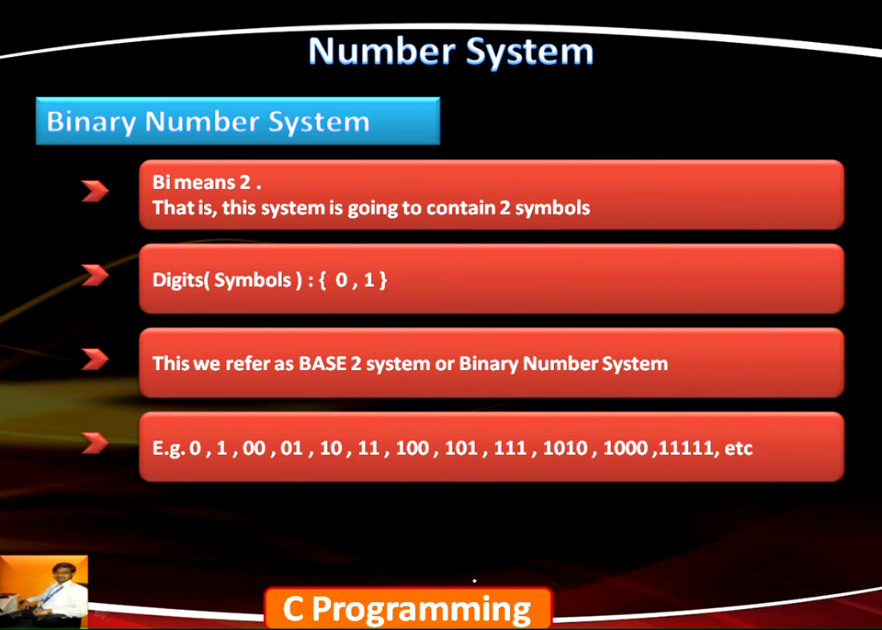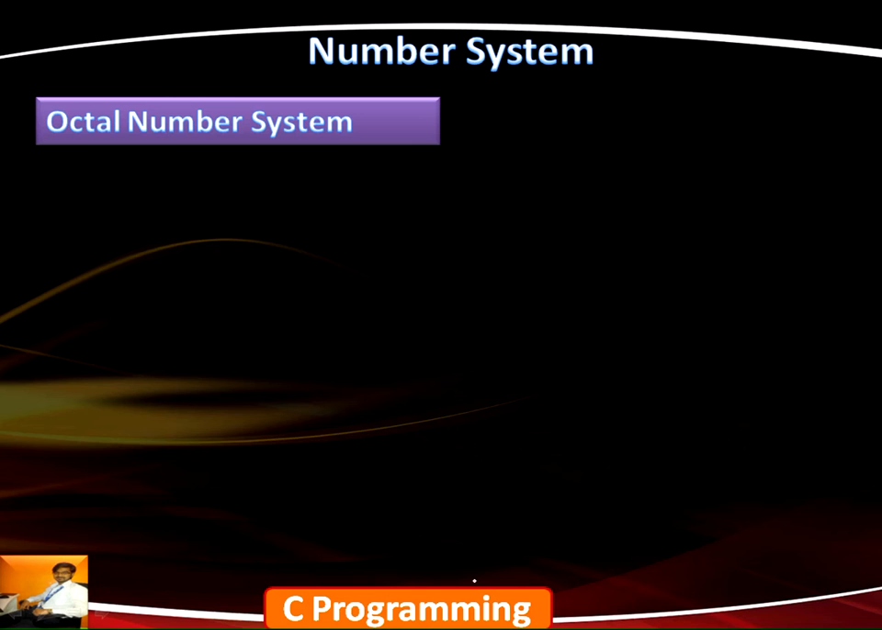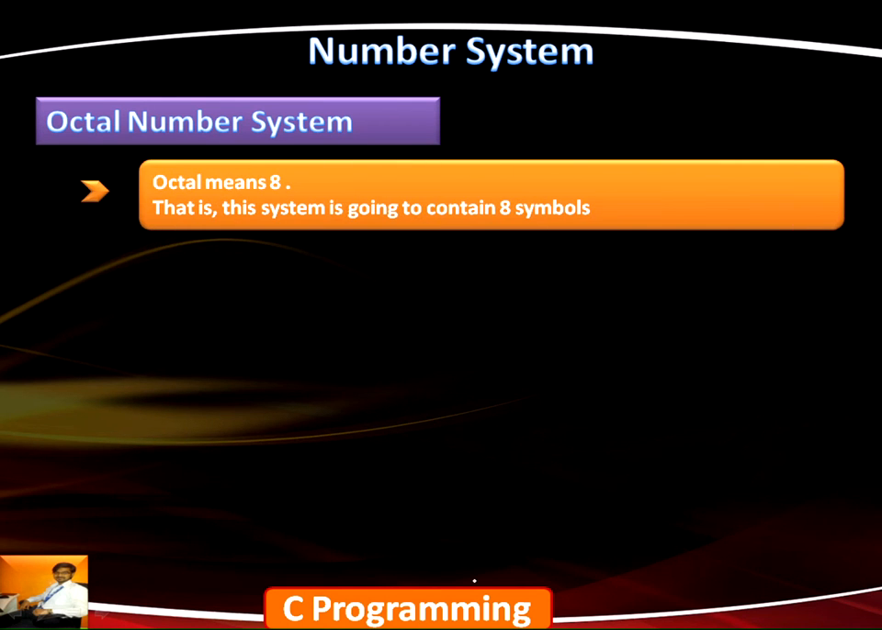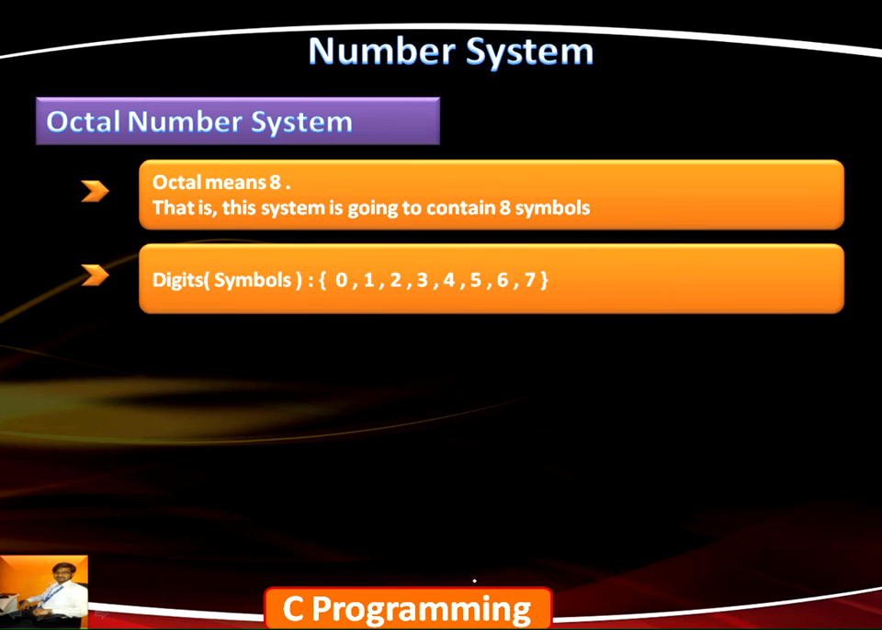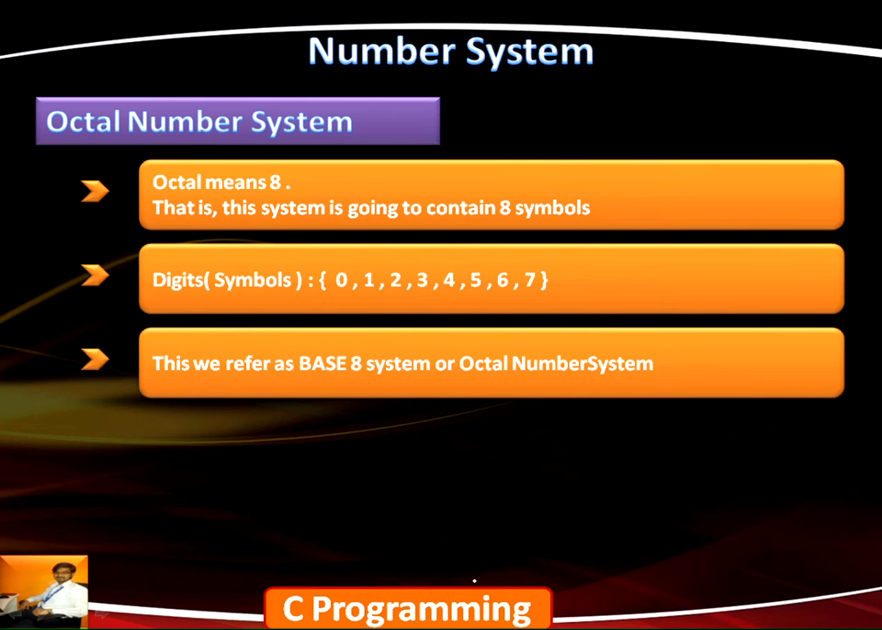Let us take a few examples. Every number in the binary system is going to be present only in zeros and ones, and we notate these values within parentheses, with the digits subscripted with 2. The next system is going to be octal. Octal means 8, that is, it is going to contain 8 symbols. 8 symbols in the sense it is nothing but from 0 to 7. So we call it a base 8 system or else an octal number system.